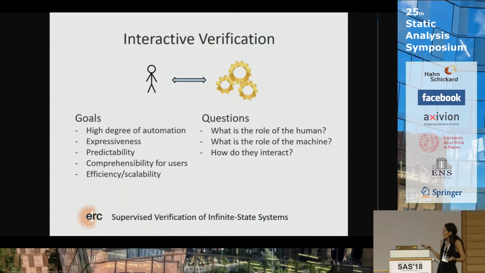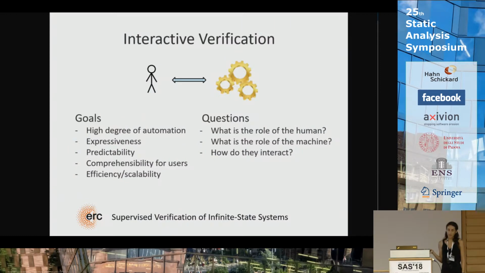It's important to have the approach comprehensible or intuitive for the user, so that the user can somehow understand what's going on, and we would like to have an efficient approach overall and so on. So we have a lot of goals that we would like to achieve, and the main question is basically how will we divide the work between the user and the machine.